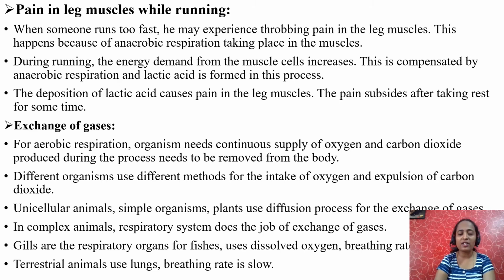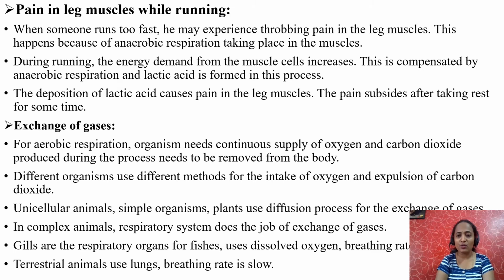Now, what about fishes? Gills are the respiratory organs for fishes, which use dissolved oxygen, and the breathing rate is faster. You know why fishes breathe very fast? Because fishes require only dissolved oxygen. The oxygen should be dissolved in the water. So, as the atmospheric oxygen concentration is more and dissolved oxygen concentration is less, they require more, the breathing rate should be more. Then only the fishes can supply oxygen to their body.